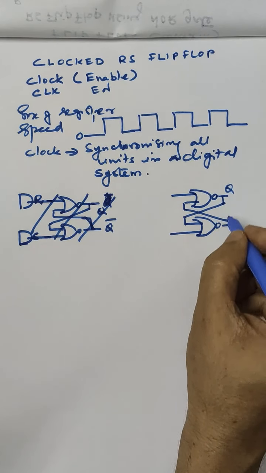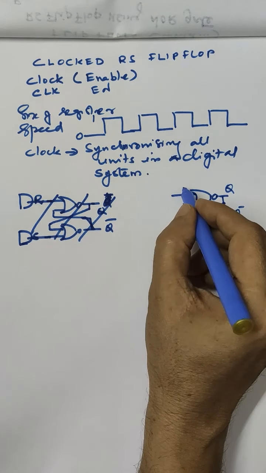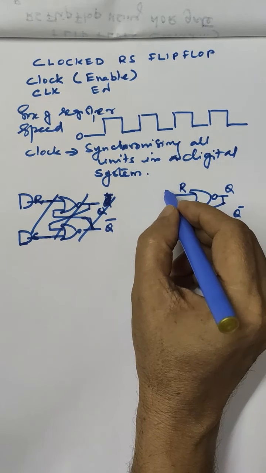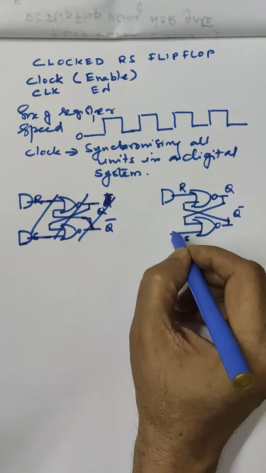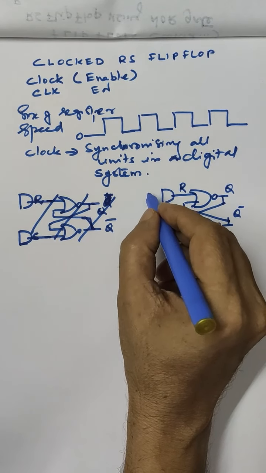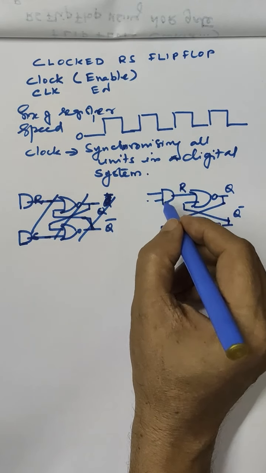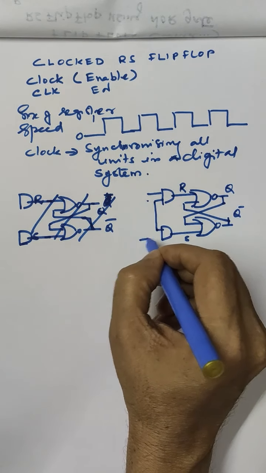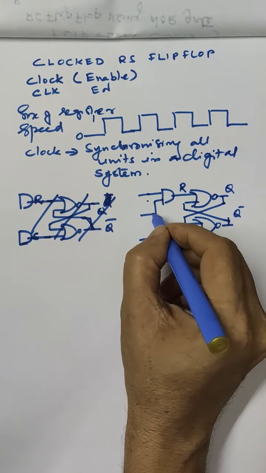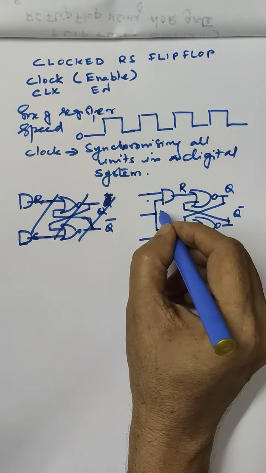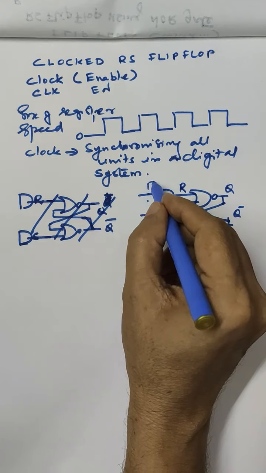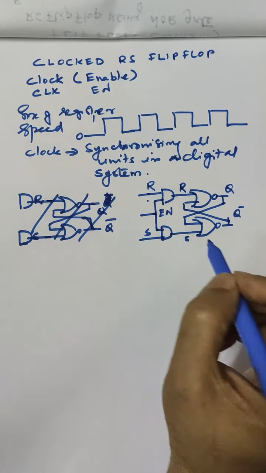This is Q bar, this is the existing R and S. Now we can connect two AND gates, each of two inputs. So one input from each AND gate is joined together, which serves as a clock or enable signal, and the other is again we can represent as R and S.